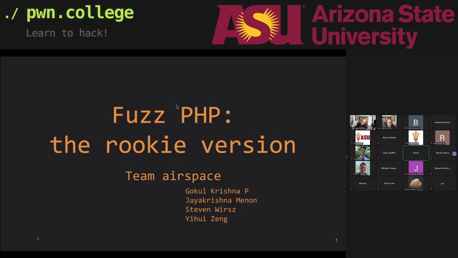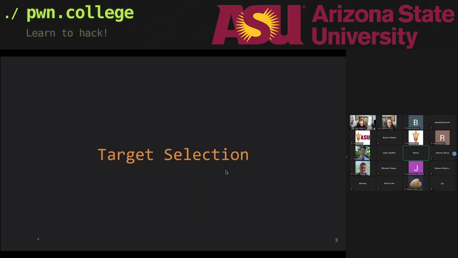Okay, all right. Hey everyone, I'm Gokul, part of Team Airspace, along with Jay Krishnamenon, Steven, and Kyle. So our target was PHP. Okay, moving ahead. I'll be talking about why we chose PHP and how we built a strategy to fuzz and find bugs.